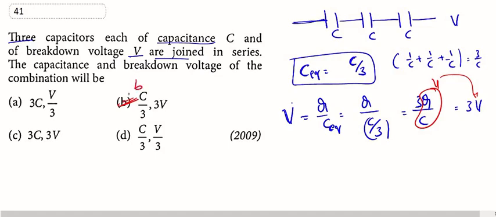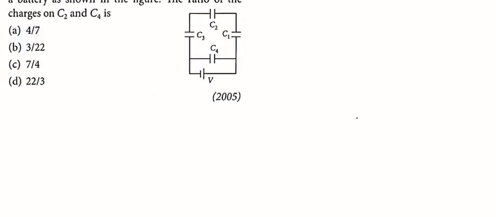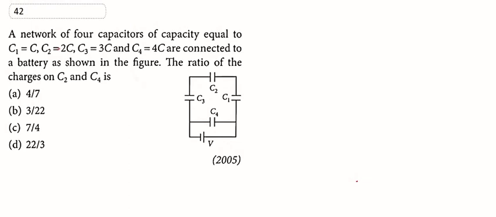Option B is the right answer for question 41. So let's move to the 42 question. A network of four capacitors of capacity equal, that is C1, C2, C3 and C4, are connected in the battery as shown.